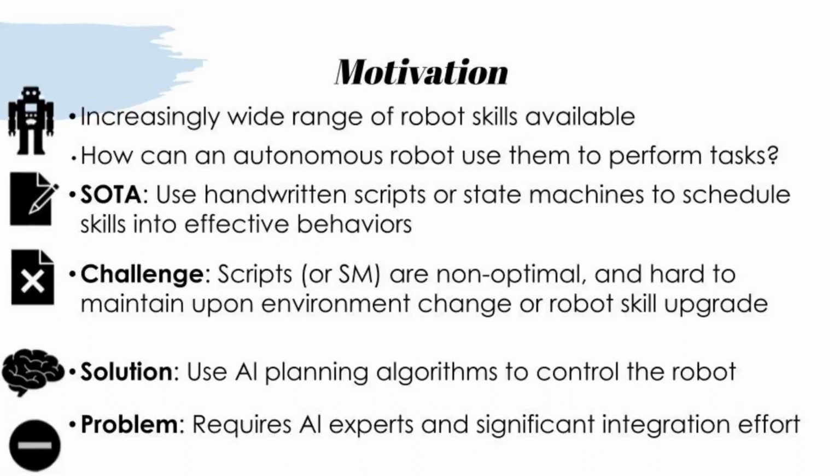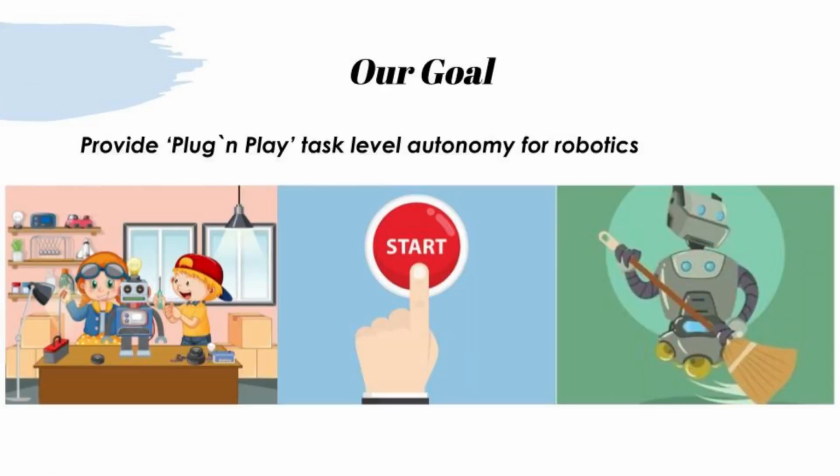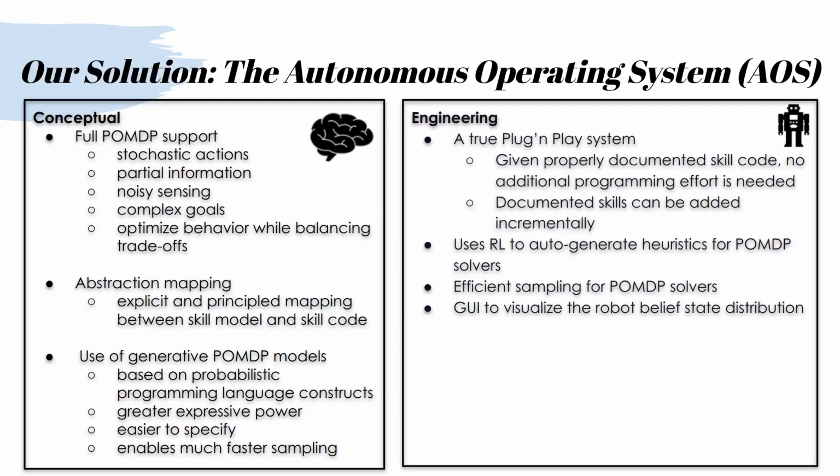The solution is to use AI planning algorithms to control the robot. The problem is it requires an AI expert and a significant integration effort. Our goal is to provide plug-and-play task-level autonomy for robotics. Our solution, the Autonomous Operating System, the AOS, offers several advantages.